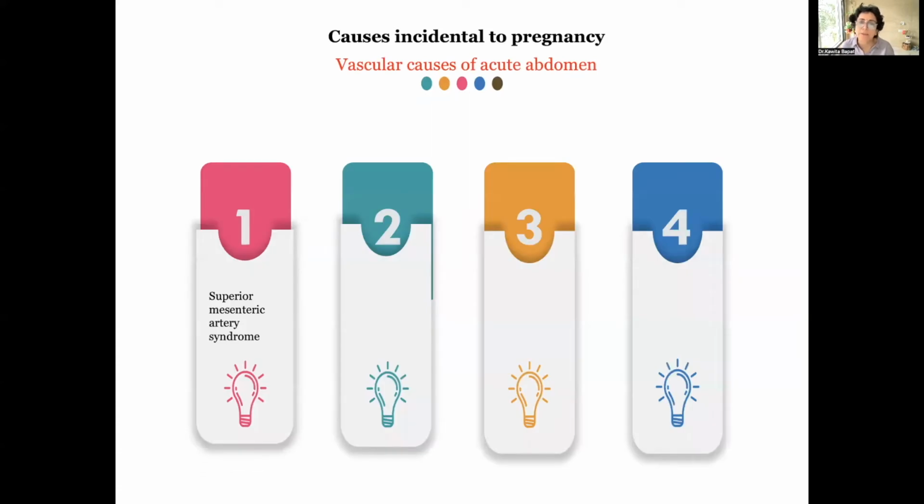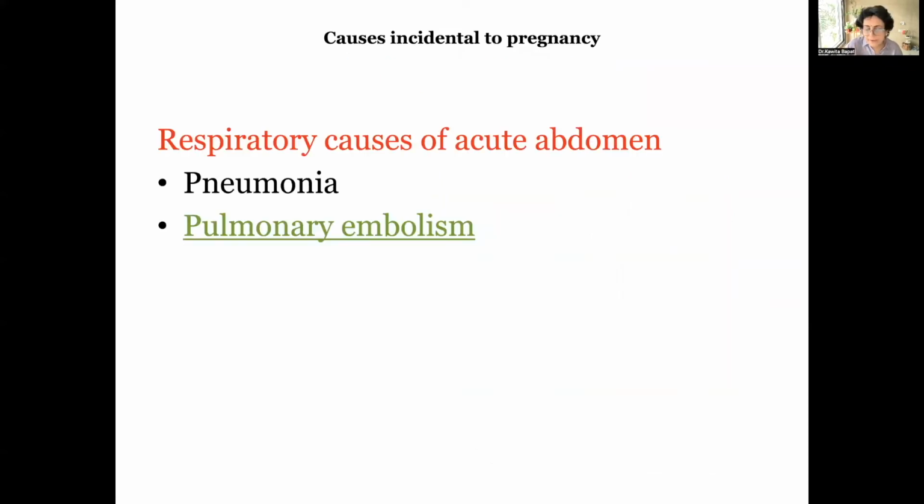Now, these are the vascular causes of acute abdomen. It can be superior mesenteric artery syndrome. It can be thrombosis or infarction. It can be a ruptured visceral artery aneurysm. I'm talking about very unusual conditions, but we should know them when a patient with acute abdomen in pregnancy comes to us. There can be a splenic artery aneurysm. So we have divided into 3 causes: one is the gastrointestinal, one is genitourinary, and the vascular.